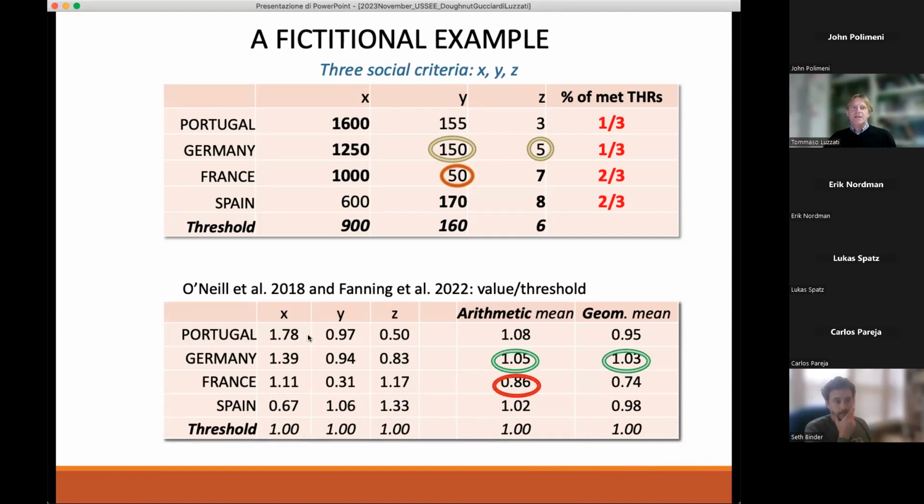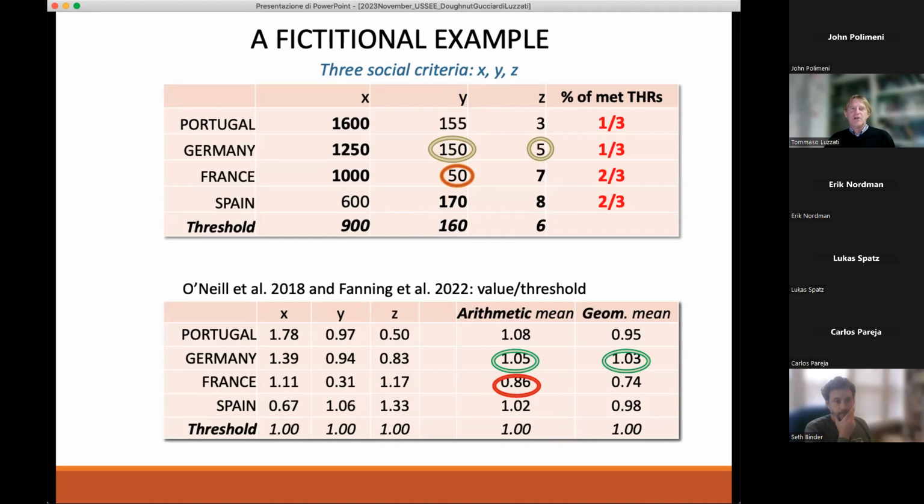So for instance, in this case, we have Germany, which is above the threshold, both if we aggregate using the arithmetic mean or the geometric mean, because the threshold is 1 and Germany is above in both cases. And France, in this case, is below in both cases, just because of this very poor performance in Y, so the result is due to this.